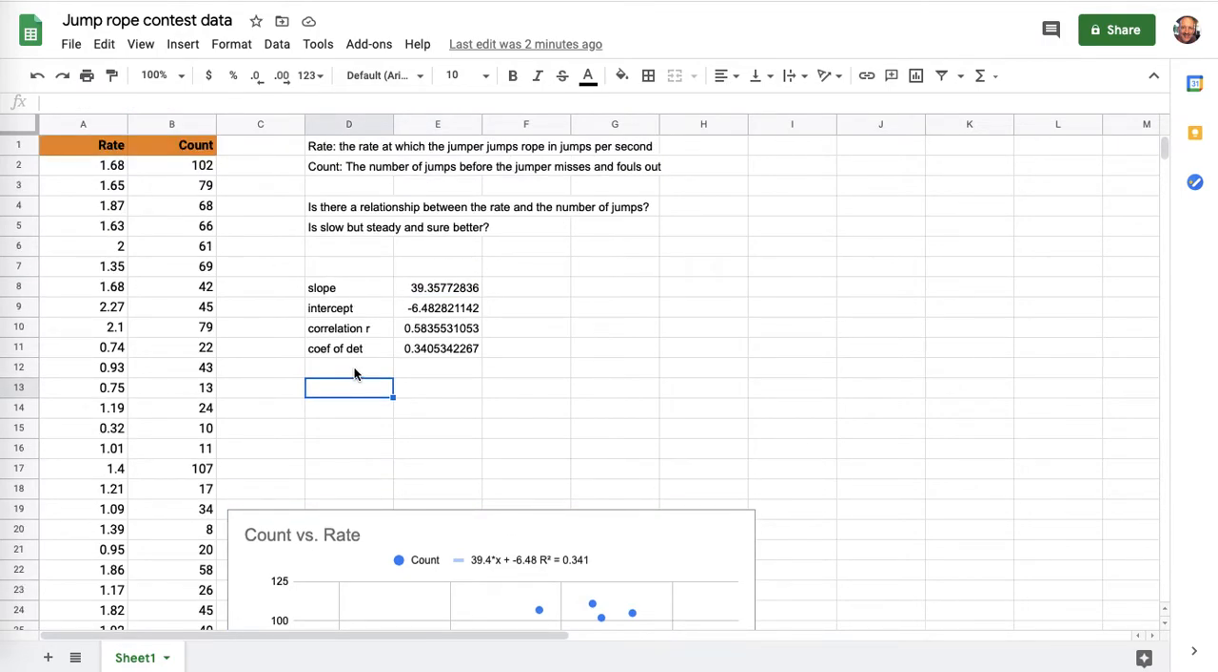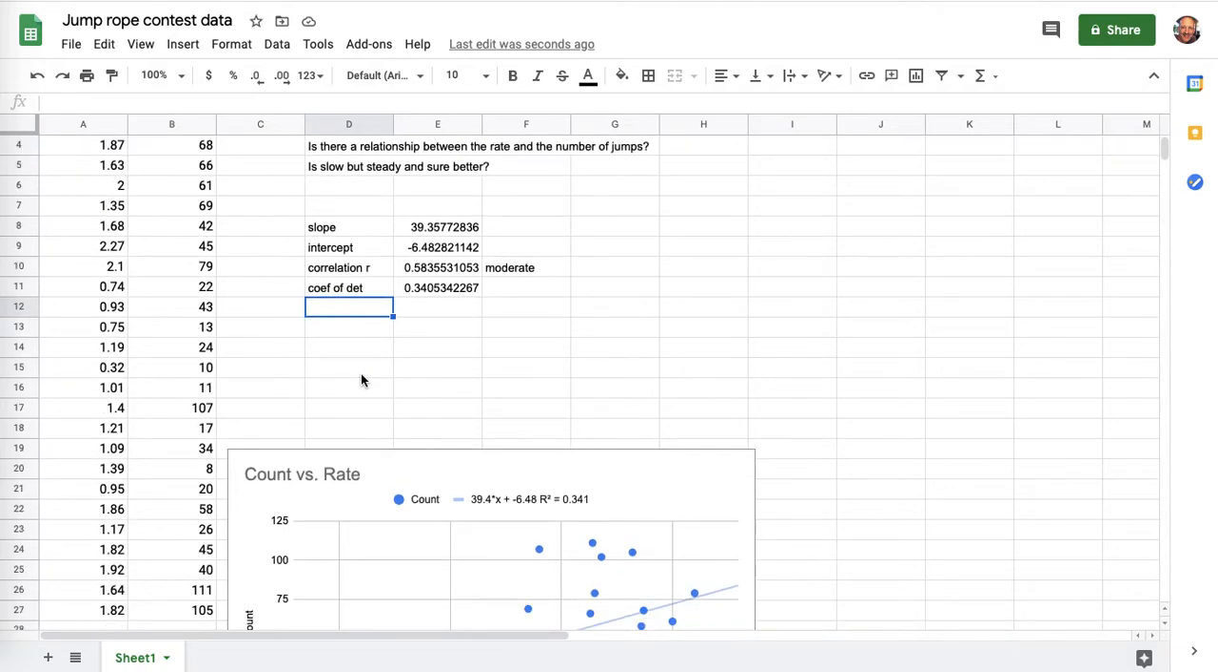My most important finding is that as the rate increases, the count increases, that my correlation is moderate at 0.58, solidly moderate correlation. This is a moderate correlation. It's not low, not high, right up the middle, moderate correlation. Do not confuse correlation with that effect size of chapter 11.3. Here I'm solidly in chapter 4, paired data.